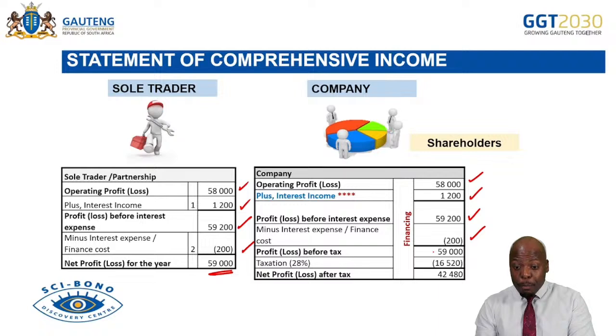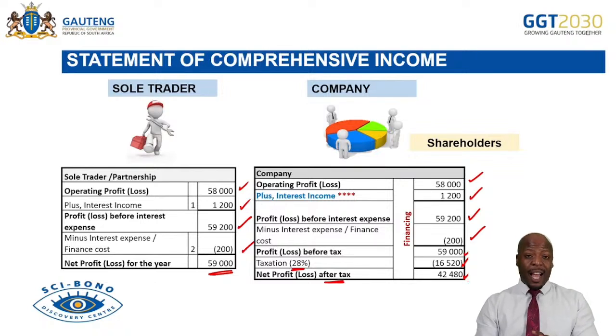So after we have the profit before tax, we will then subtract our income tax, which is 28% of that figure, and then you end up with that amount. And then we now have what we call net profit after tax.